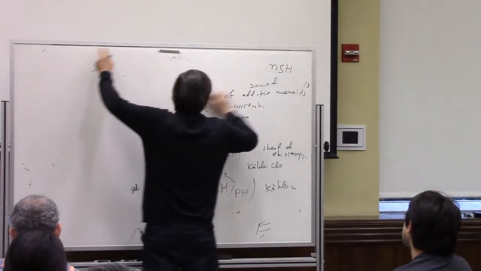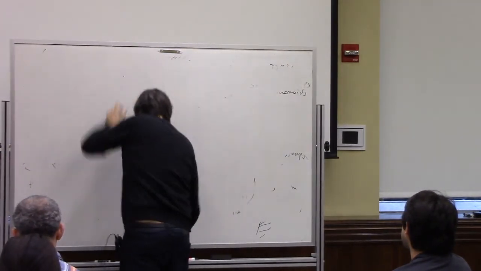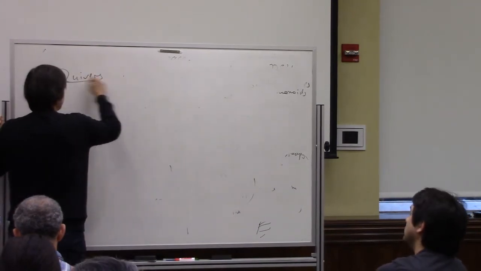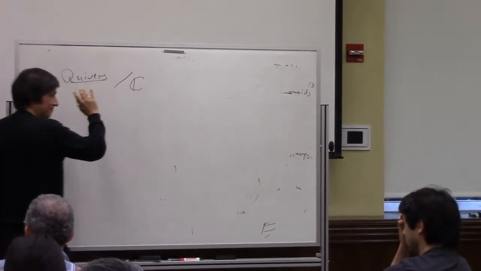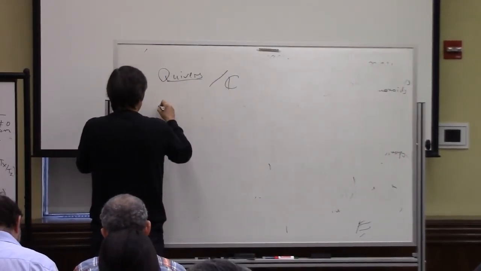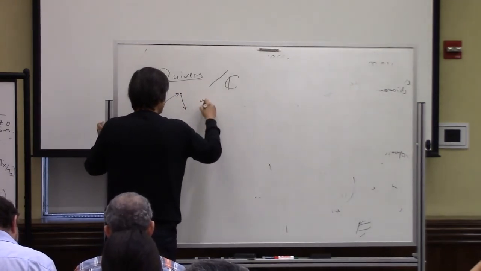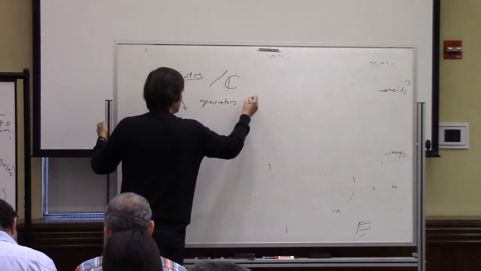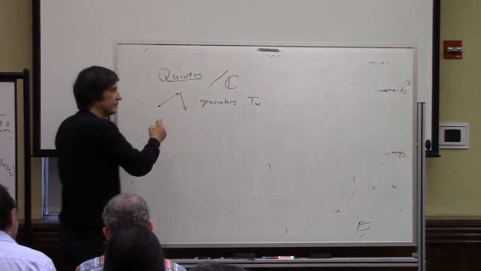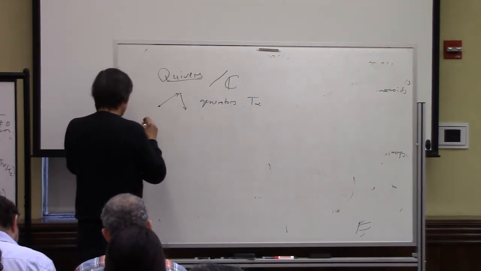When you do quivers. Now I do quivers for complex numbers. It's a representation over complex numbers. And one can choose generators T alpha, from the path algebra, some collection of generators. And then one can write the following thing.